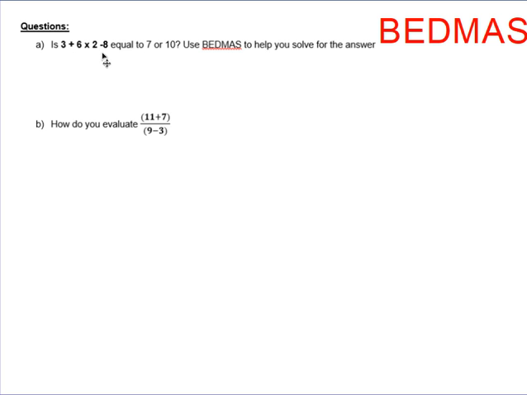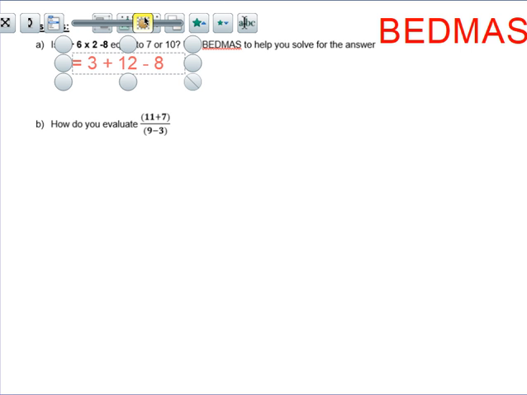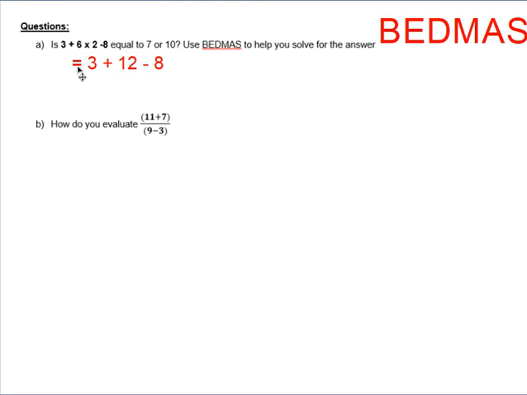So I don't see any brackets, no exponents, no division. I see multiplication, which is 6 times 2. So I'm going to put an equal sign to begin. And maybe you're a highlighter person. Maybe you can just highlight this and be like, okay, first I'm doing 6 times 2. So 3 plus 12. You see how the 12 got there? It's 6 times 2 is 12, and then minus 8. So all we've done is calculate 6 times 2.